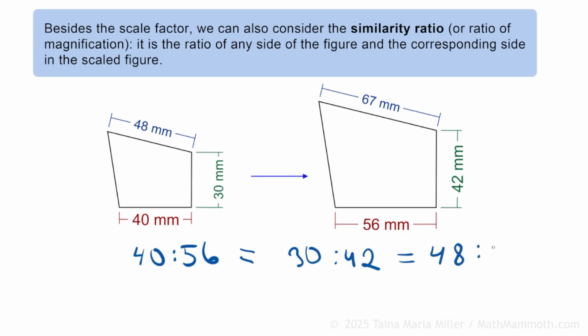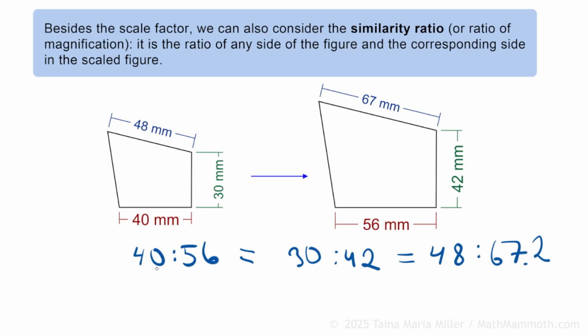48 to 67. Now I want to note though that the 67 is actually a rounded number. If we were to be exact, it would be 67.2 millimeters. So maybe I'll write it here, 0.2. So this ratio is equal to this ratio is equal to this ratio. Each one of these ratios is the similarity ratio.